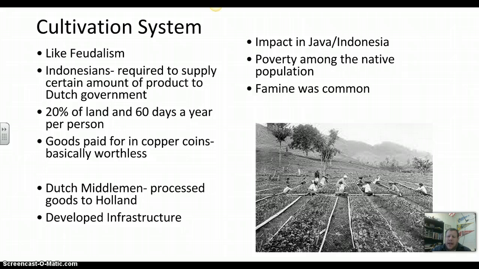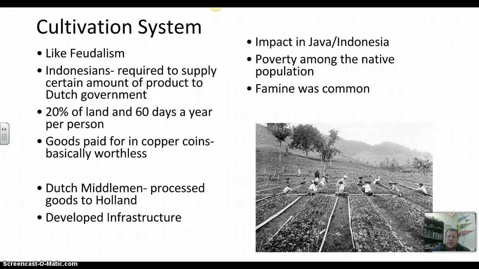And so people really got taken advantage of in trying to grow all these cash crops, whether coffee, tea, sugar, etc., and give them to the Dutch to go back to Europe. The Dutch were great middlemen, and they developed a lot of the infrastructure in Indonesia, ports, roads, all those kinds of things to make sure stuff gets back to Europe. I mean, the impact was big.